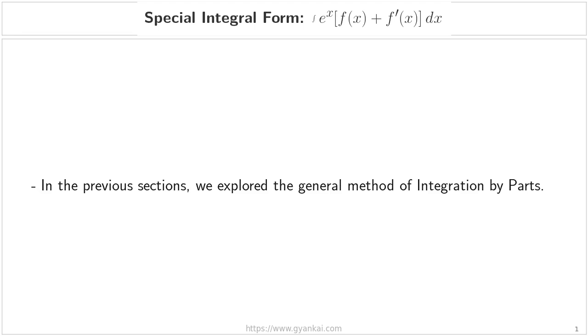Special integral form, the integral of e^x times f(x) plus f'(x) dx. Okay, so let's move on to a really useful technique in integration.